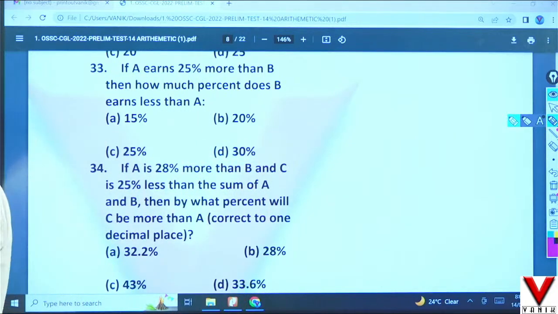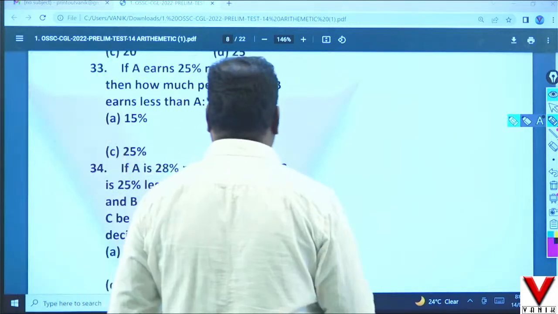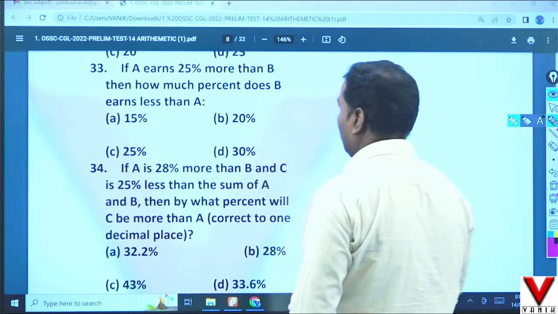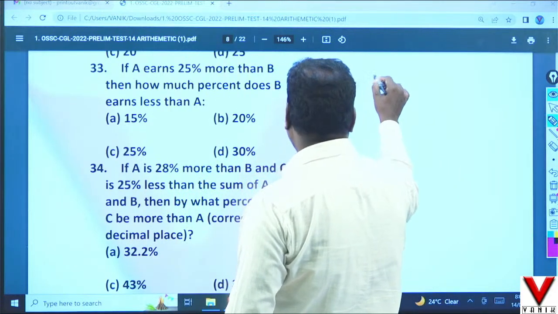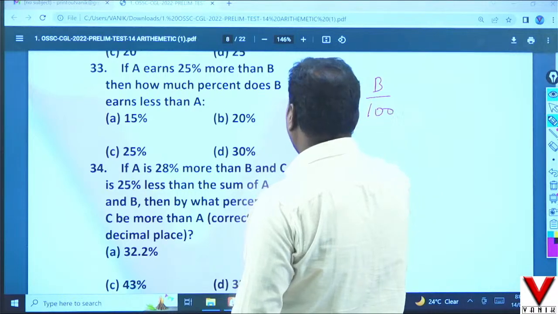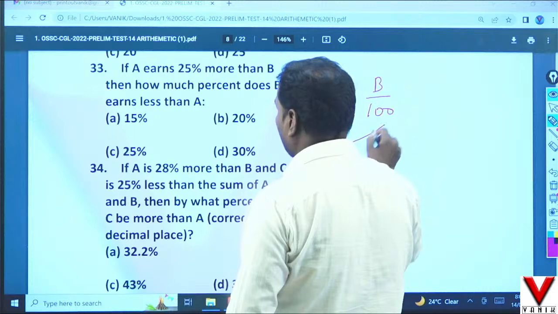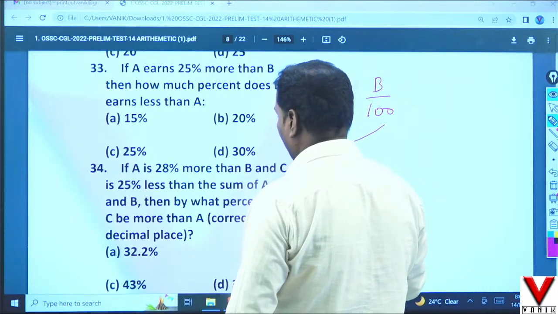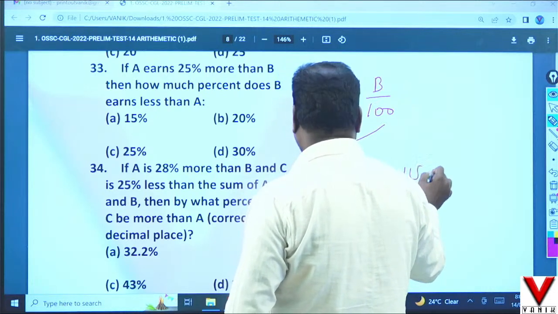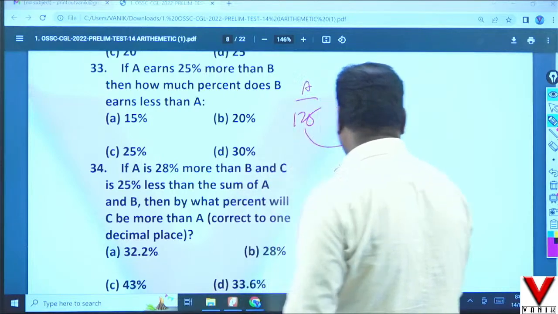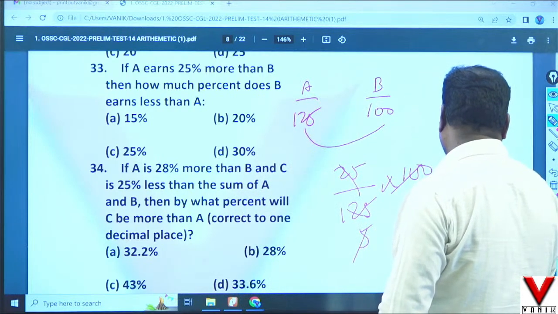Kishan, 33 answer B. Okay, good. If B is 100, then A is equal to 125. So B earns 25 less. 25 by 125 into 100, 25 fives are 125, 100 by 5, it is 20%.